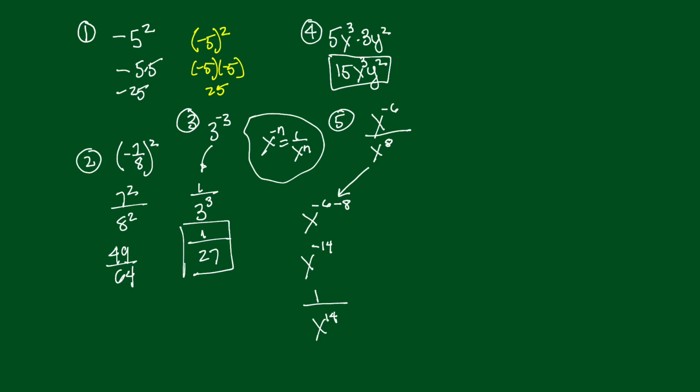So remember the rule is that you can change the position of the base from top to bottom. It's in the top here, bottom here. Change the position of the base up or down by changing the sign of the exponent. So I'm just going to drop this down, change the sign of the exponent.